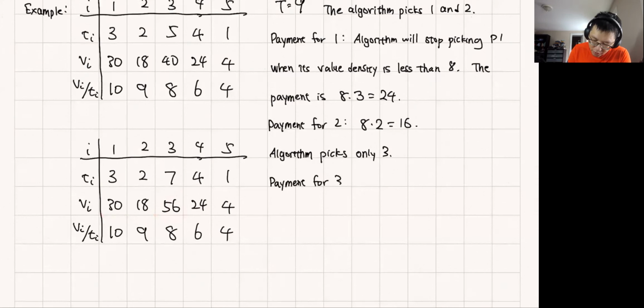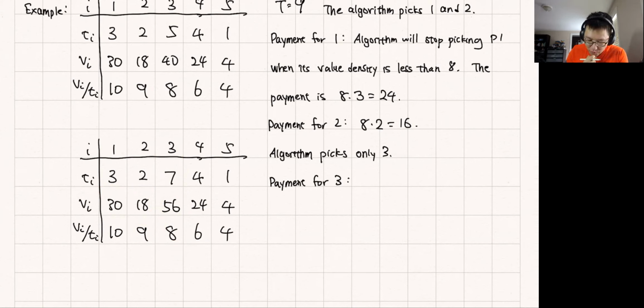Now we have to figure out the payment for 3. We are looking for the point at which the algorithm will stop picking player 3 in this case. There are a couple of reasons why it might stop at player 3. Maybe the value density goes down below 6, or the value here is lower than the previous values combined, which is 48. That seems more likely, so let's see if that's possible.